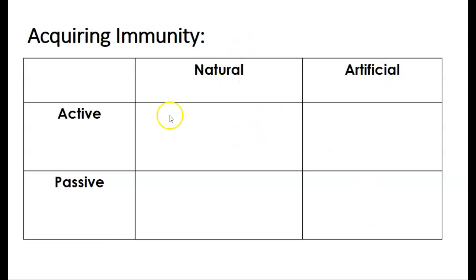So there are four key terms, and being able to use them in conjunction with each other and explain what that would mean in terms of how the immunity has been acquired is a big part.